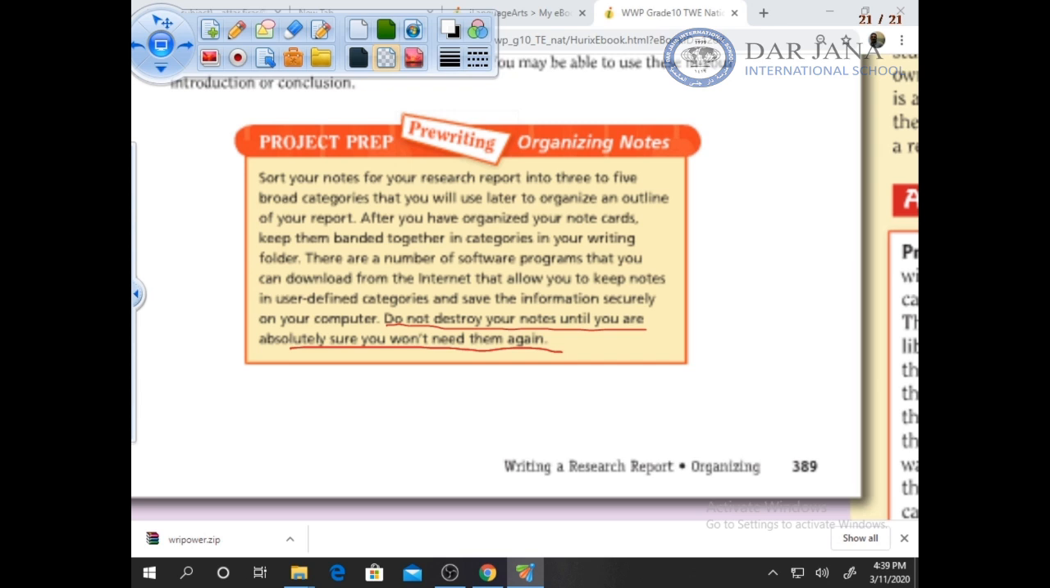Here also, there are a number of software programs that you can download from the internet that allow you to keep the notes in user-defined categories and save the information securely on your computer. One of these programs is called OneNote. You can find it online.